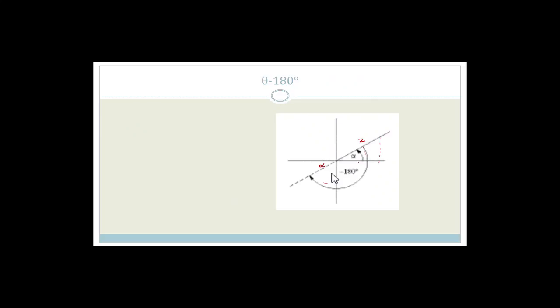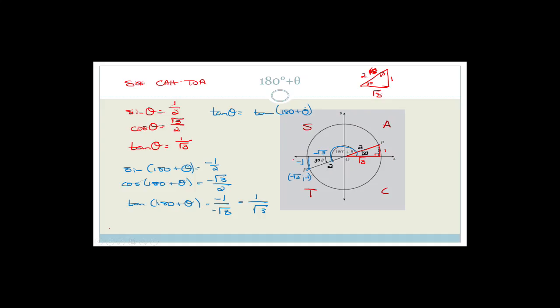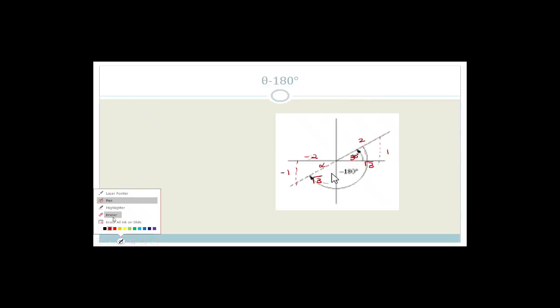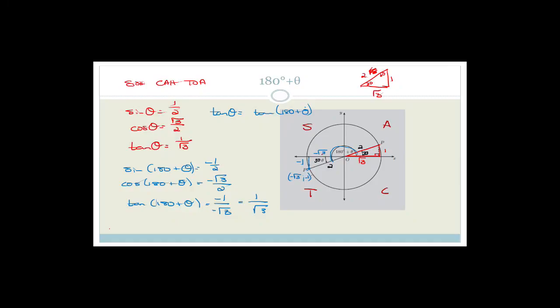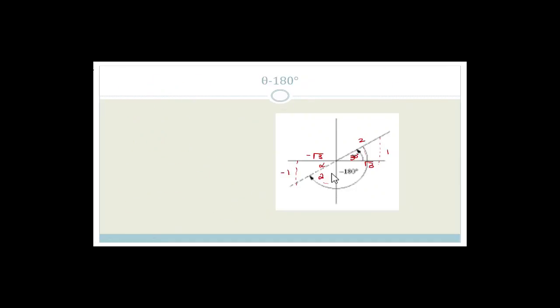So if this is 2 and this is 30 degrees, for example, do you agree that this here would be root 3 and this would be 1? Now, if we take it back here, you can see that that again is going to be negative 2, negative 1 and root 3. Oh, sorry, wrong. This is going to be 2 again, and this is going to be negative root 3. And do you see that that is identical to this, where this is 2, minus 1, minus root 3? So 180 plus theta is going to give you the same answers as theta minus 180 degrees.